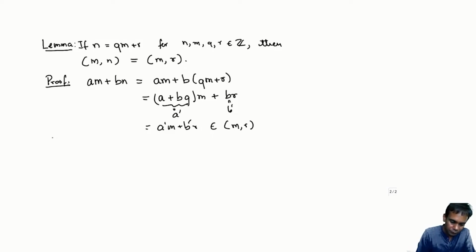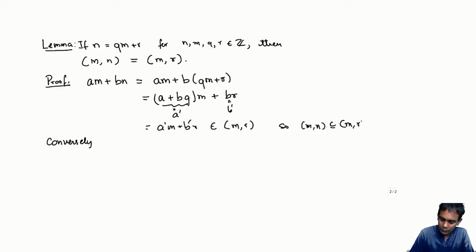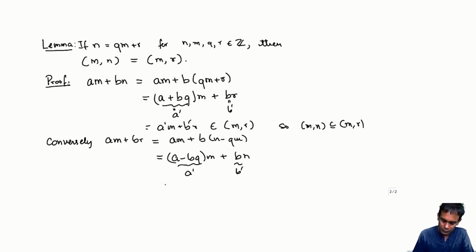Conversely, okay, so what we've shown is that (m, n) is contained in (m, r). Conversely, if you have am plus br, then now r can be written as n minus qm, so we'll use that. am plus b times n minus qm, which is a minus bq times m plus bn. So now I can call this a prime and I can call this b prime. So this is a prime m plus b prime n. So we have the other containment.